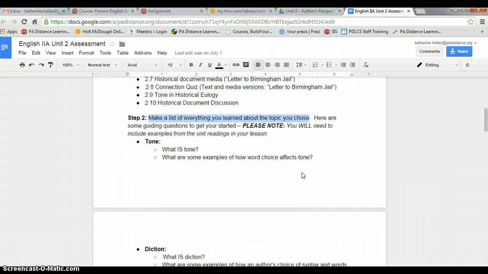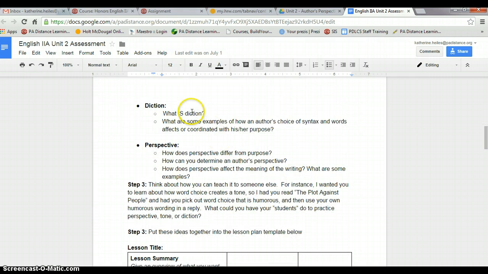So here are some guiding questions. These are some questions that you can use. So if you're going with tone, first of all, what is tone? What does it mean? And what are some examples of how word choice can affect your tone? All right, for diction, what is diction, and what are some examples of how an author's choice of syntax and wording can affect their purpose and can coordinate with the purpose?